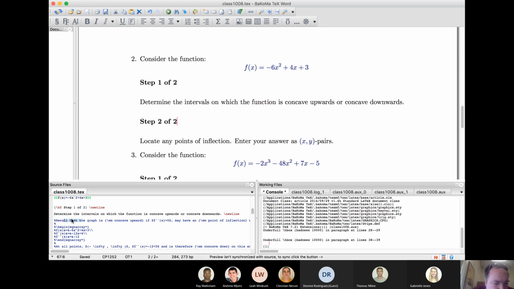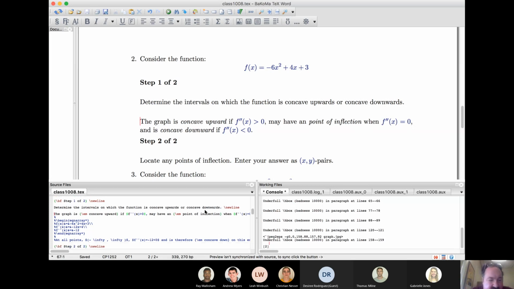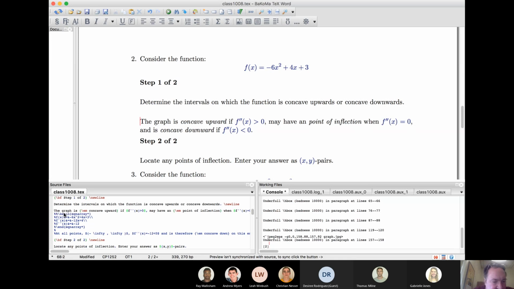So what we have here is, the graph is concave upward if the second derivative is positive, concave downward if negative, and then a point of inflection might occur when it's equal to 0, just as the function might have a maximum or minimum when the first derivative is 0. Okay. So first we'll go for a process of getting a second derivative.